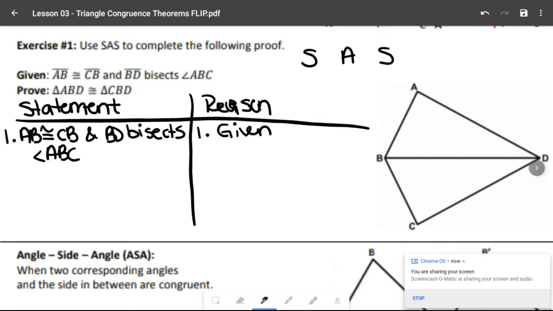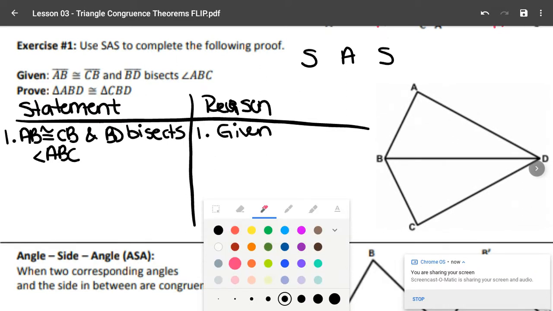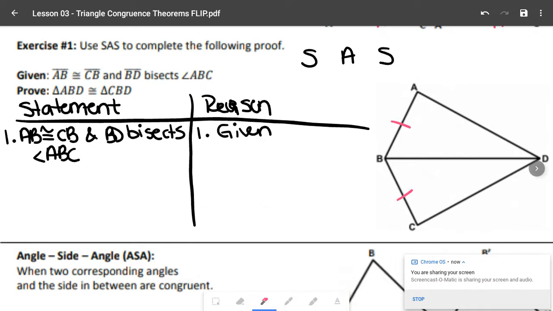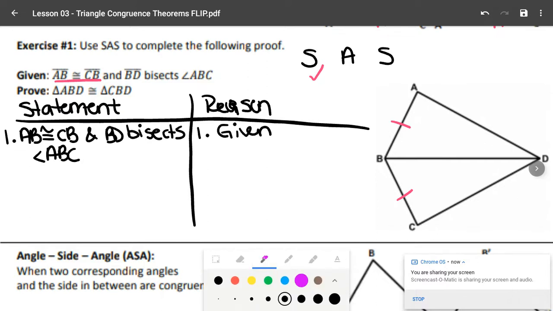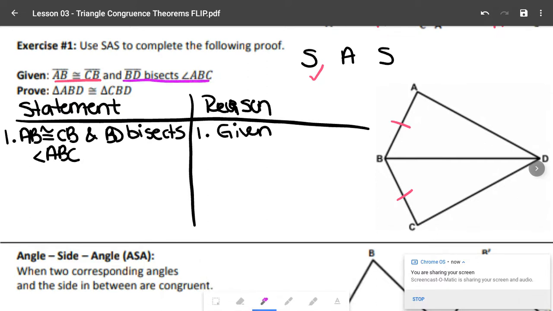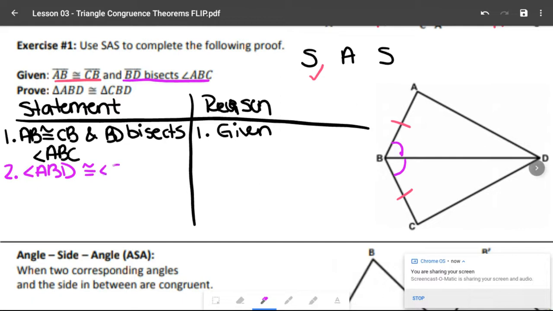So because I know that, I'm going to look at my picture here. I can indicate that AB and BC are equal, or congruent rather. So I'm going to give a little check. We have one pair of sides that are corresponding, so we have the sides. If I look to the next part of our given, BD bisects the angle. Remember, a bisector cuts an angle in half. That means the two parts of this angle are going to be congruent. So we would say angle ABD is congruent to angle CBD.